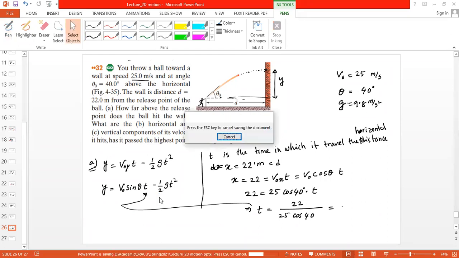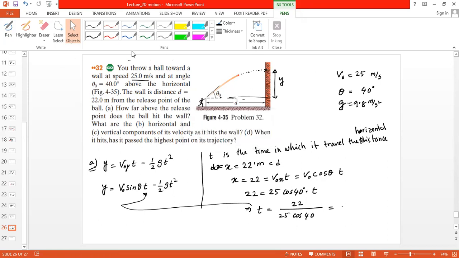Yes, sir. Okay. And then you have to find the horizontal and vertical component of velocity at the wall.